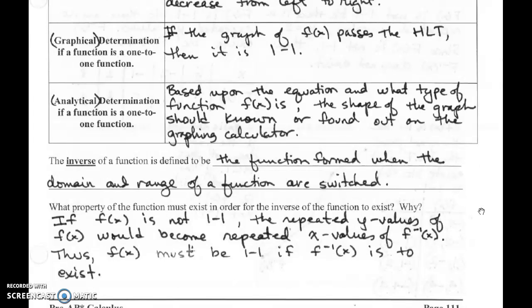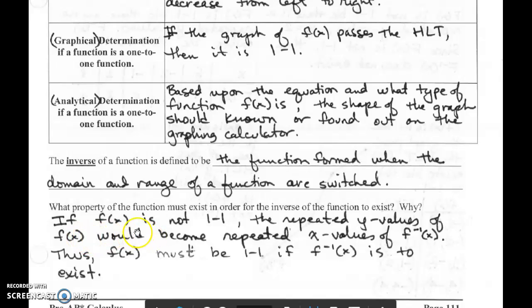So as I scroll down to talk about the inverse, what the inverse is, I'm confident you learned this in Algebra 2, is when you switch the x and y values. In other words, the domain and the range of a function are switched. So in order for the function to have an inverse, the function must be one-to-one.